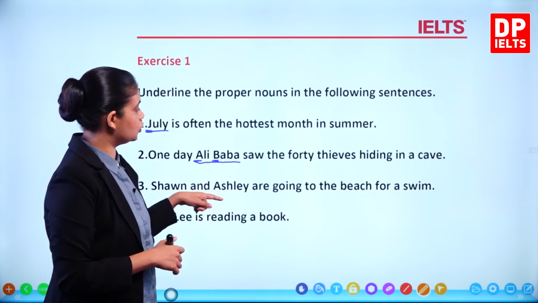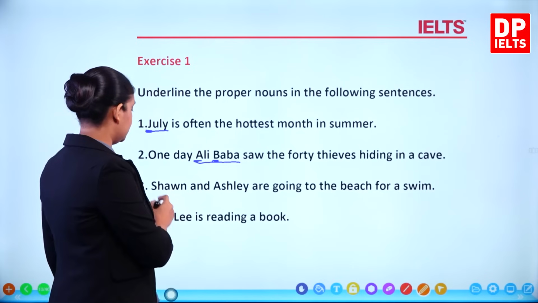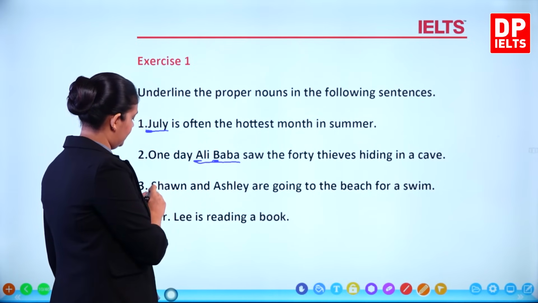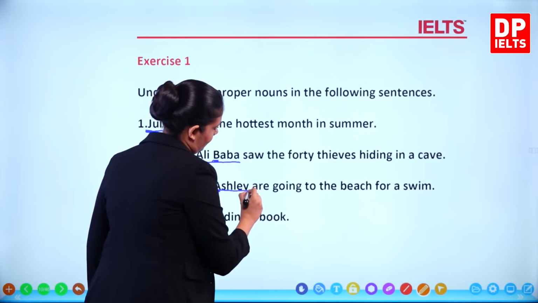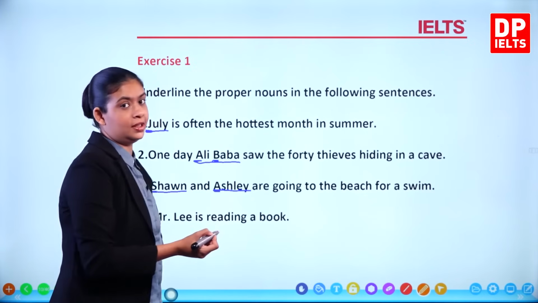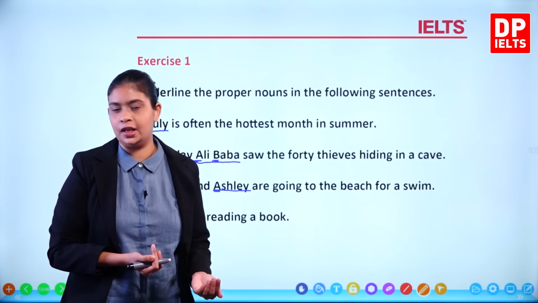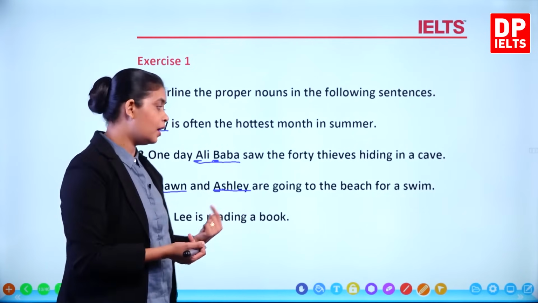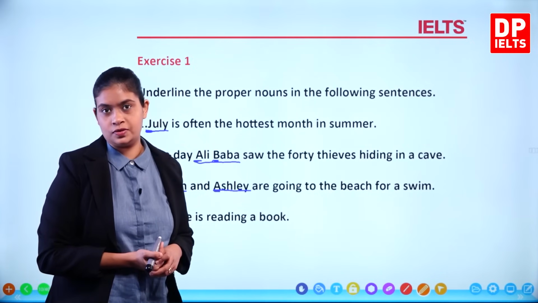Sean and Ashley are going to the beach for a swim. Now, if you can see, Sean starts with a capital S. Ashley starts with a capital A. Sean and Ashley are names of people, just like Sanduni and Teruni that I introduced to you. So, therefore, those two are proper nouns.